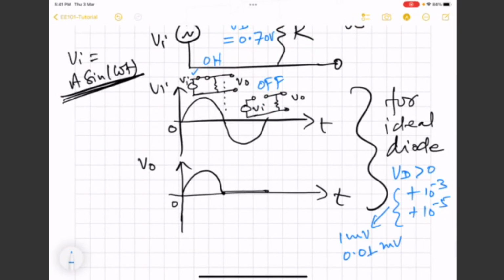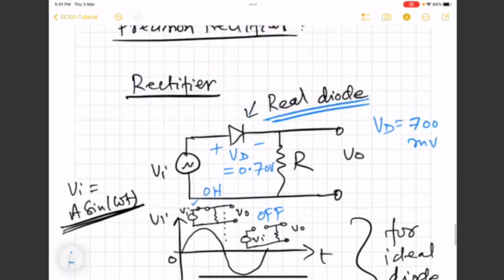So here you see that what we had said, even if it is 1 millivolt or even 0.01 millivolt, an ideal diode will switch on. But the real diode will switch on only if it experiences more than 700 millivolt of voltage in the forward direction.